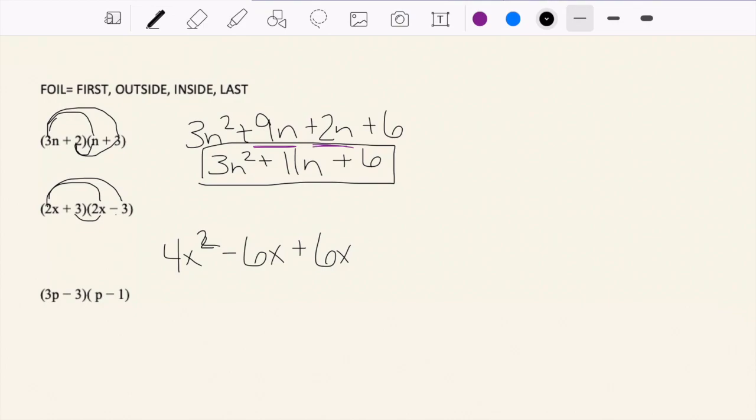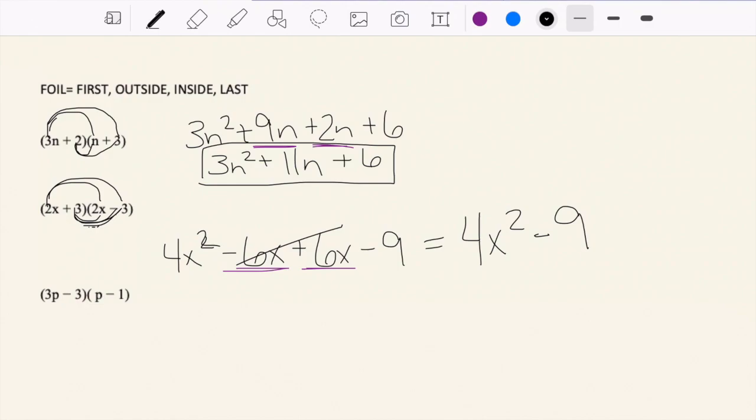And then last, so the last of this parentheses times the last of the second parentheses. So we have 3 times negative 3 becomes negative 9. Then we look for anything we can combine. So the 6x and 6x can be combined. So we have negative 6 plus 6 gives us 0. So they actually cancel each other out. So it becomes 4x squared minus 9.